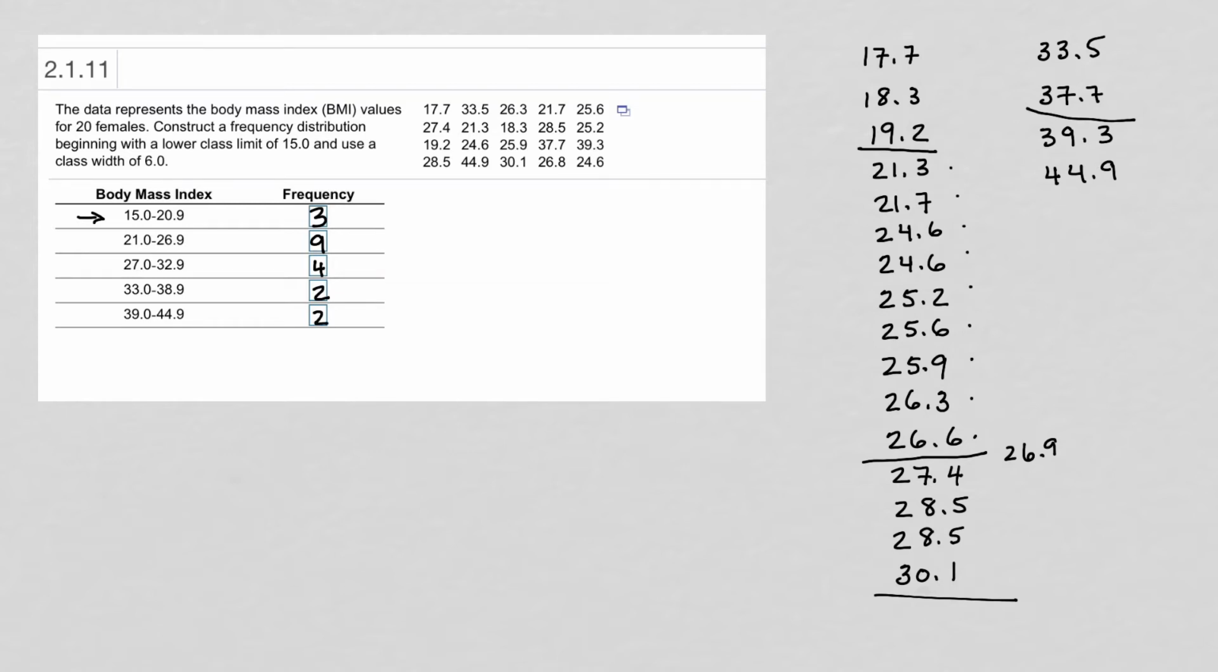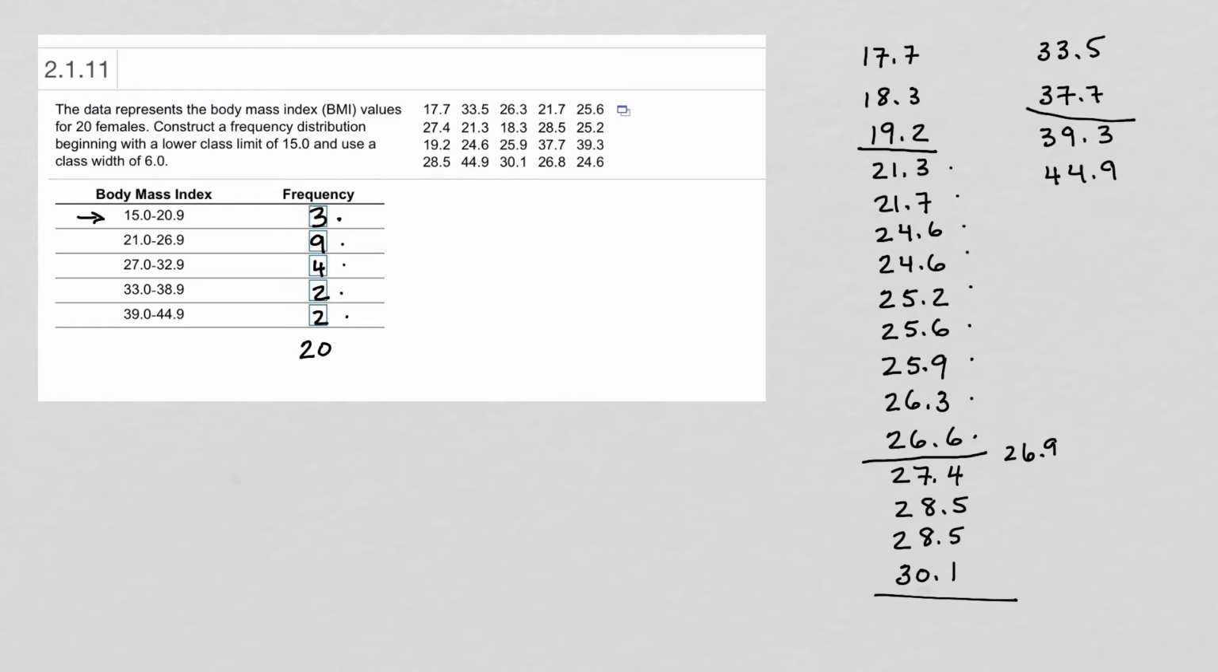And I'm going to double check my results by adding up the frequencies. So I've got 3 plus 9 is 12, plus 4 is 16, plus 2 is 18, plus 2 is 20. And there were 20 numbers in the table, so that doesn't mean that I couldn't have made a mistake, but most likely I've got my results correct there. Now that's how you would do that by hand.